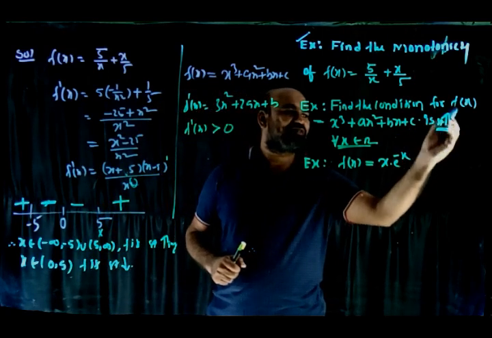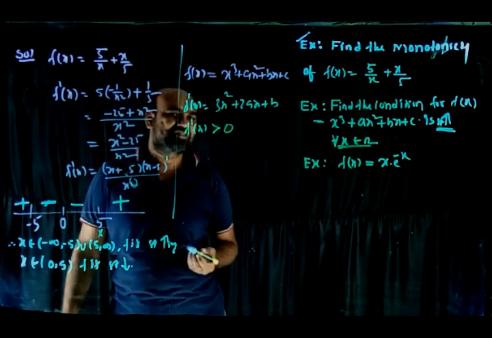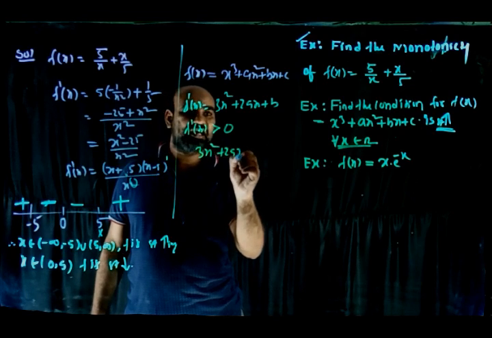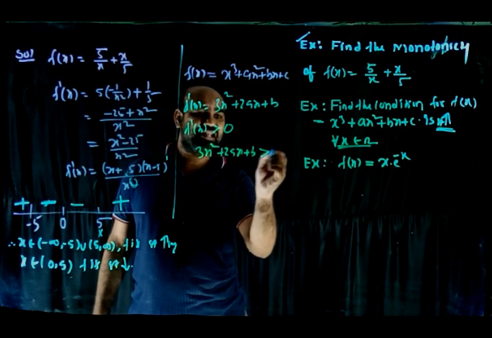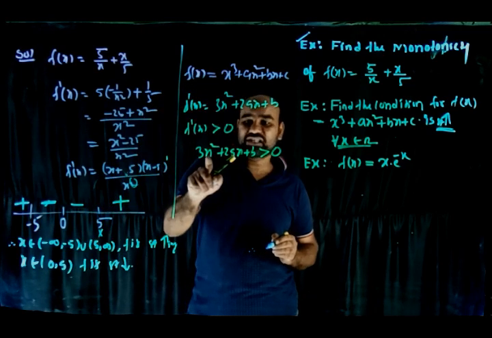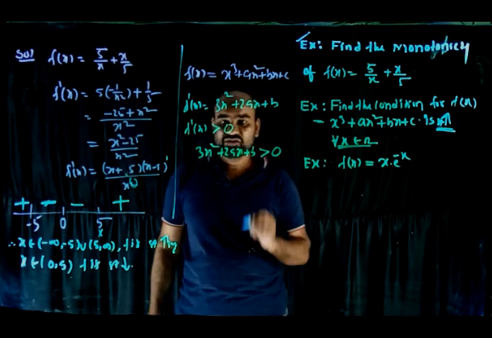I will change the problem: strictly increasing for every x belonging to R. So that's why greater than 0. So what it means is that 3x square plus 2ax plus b is greater than 0. Now you want to find the relationship between a and b which is satisfied by 3x square plus 2ax plus b greater than 0. So, interesting problem.